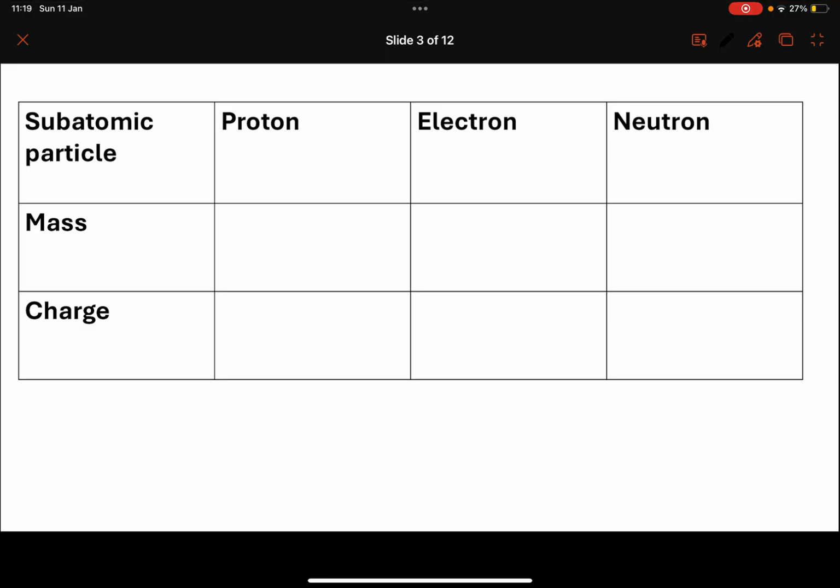Okay, so the proton we know is in the nucleus, so it's got a mass of 1, and so is the neutron. So they both have that relative atomic mass of 1. And then the electrons are not in the nucleus, they're the smallest, and therefore they've got a mass of 0. Charges, protons are positive, +1, electrons are negative, and neutrons are neutral. So well done, guys. Give yourself a mark out of 6.